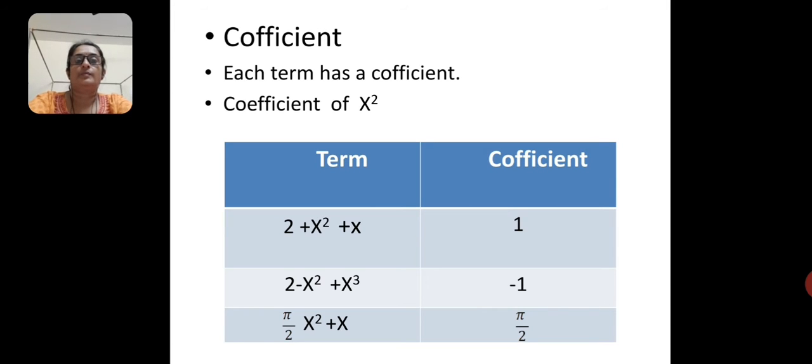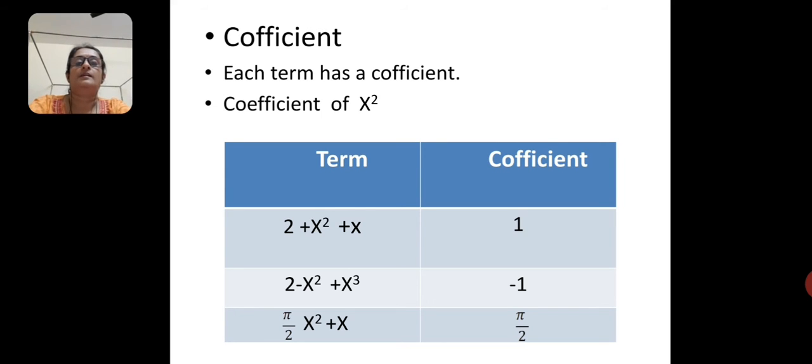There are different types, but first we'll learn about coefficient. Each term of the polynomial has a coefficient. Here I have taken one example. We have to find out the coefficient of x square in the given expressions. The first one which I have taken is 2 plus x square plus x. Now in this, you have to find out the coefficient of x square. So what is there with x square? Is any numerical term there? No, it's not there. Though it is not there, 1 has to be there. So it's a positive 1. So the coefficient of x square is positive 1.